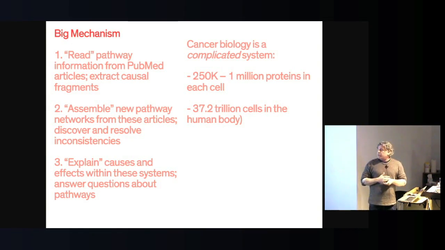So the goal of the Big Mechanism project is kind of a natural language processing project: to read pathway information, to extract knowledge from PubMed articles, and specifically to extract what they're calling causal fragments, and then potentially to assemble new pathway networks from these articles, and then finally to use that knowledge to explain causes and effects within biological systems and let domain experts answer various questions about the pathways.